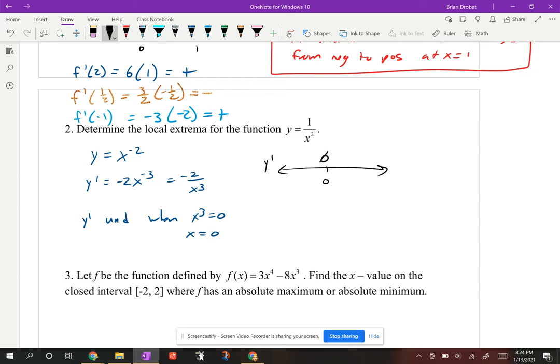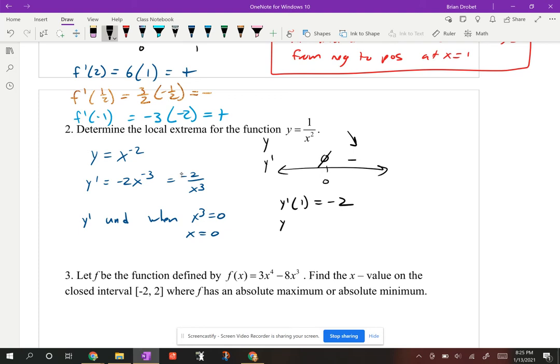So I'm going to attempt to notate that. There we go. All right, now choose a value greater than 0. How about 1? When I plug 1 into this derivative, I'm going to get -2, negative, and that tells me that the graph of y is going to decrease because the derivative is negative.